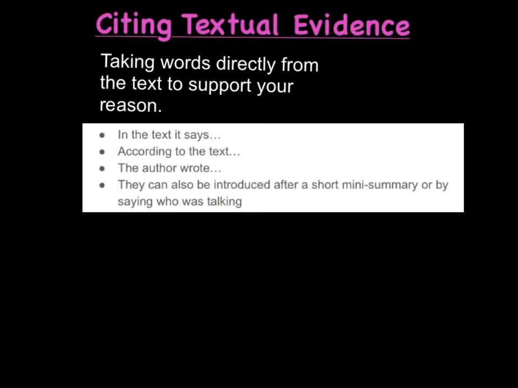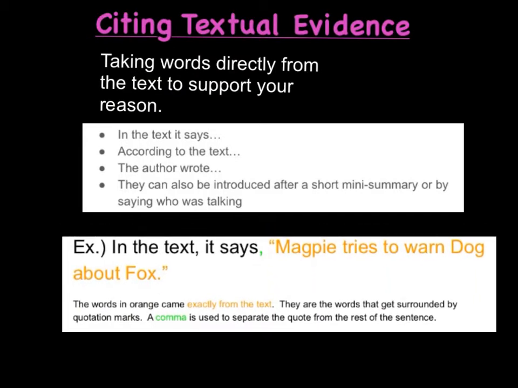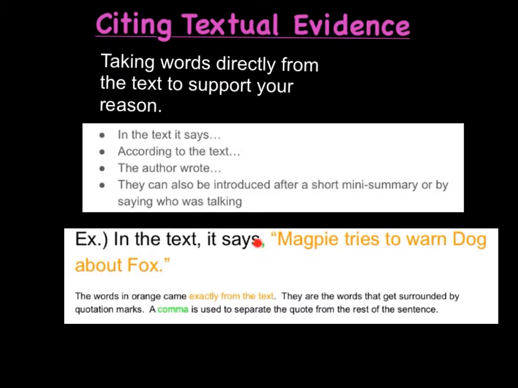Here's an example to help us remember. It says, in the text it says, comma, Magpie tries to warn dog about fox. Remember, the words that are in orange came directly from the text, and those are the words that get surrounded by the quotation marks. And then a comma is used right there to separate the quote from the rest of the sentence.